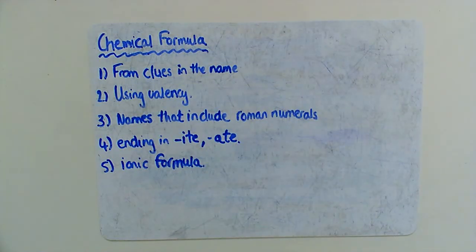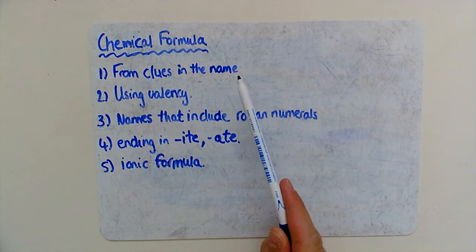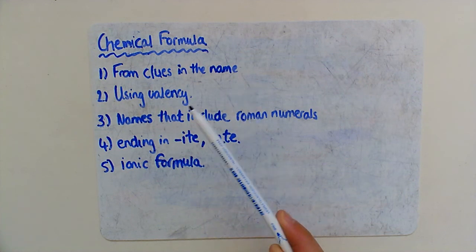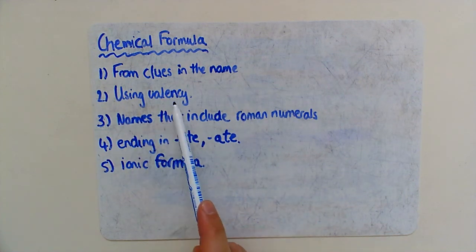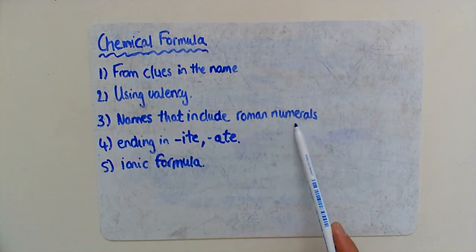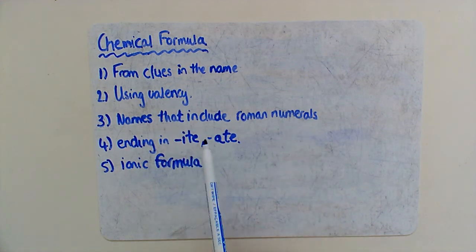In the last video on chemical formula, we looked at how to write the formula for a chemical for cases where there were clues in the name, and those clues were mono, di, tri, tetra, etc. Then we also looked at the main method, which is using valency. We then looked at compounds with transition metals, where Roman numerals are included in the formula to tell you what the valency is.